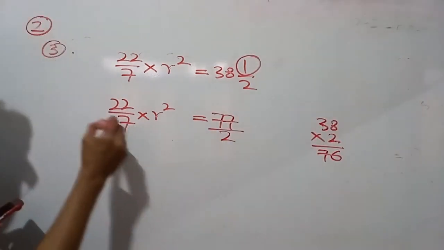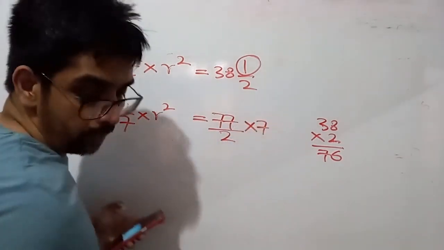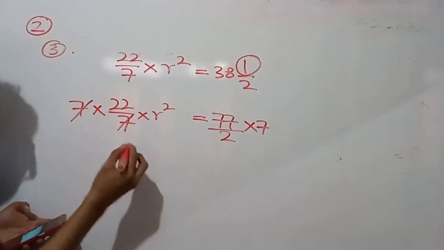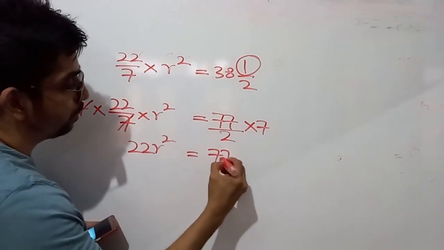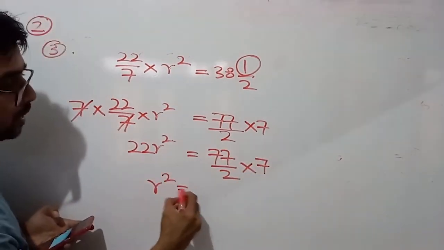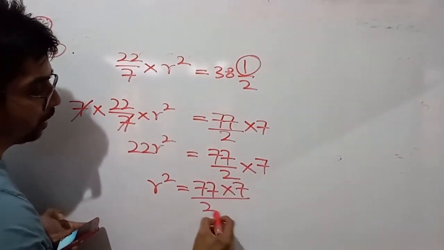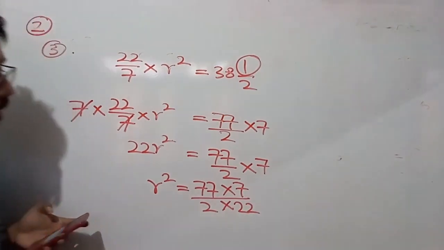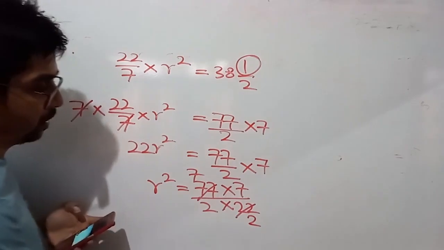77 by 2. So here I will multiply this side by 7. So I have to do the same thing to the other side. So I can cancel out the 7. So 22 r square is equal to 77 by 2 times 7. Now r square is equal to what? 77 times 7 divided by 2, multiply that by 22. Right? So 11 times 2, 11 times 7.